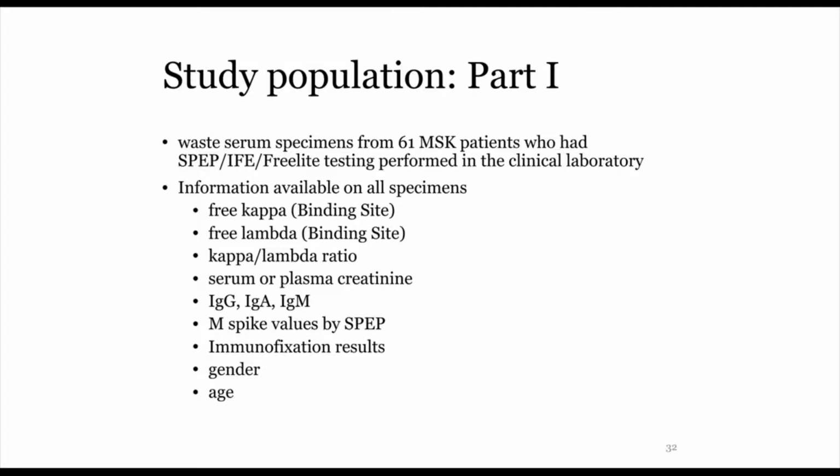Our first study population consisted of waste serum specimens from 61 MSK patients who had serum protein electrophoresis, immunofixation, and free light testing performed in the clinical laboratory. Information available from these specimens included free kappa and free lambda values obtained from the OptiLight, the kappa to lambda ratio, serum or plasma creatinine levels, IgG, IgA, and IgM, and M-spike values obtained via serum protein electrophoresis, immunofixation results, as well as gender and age.